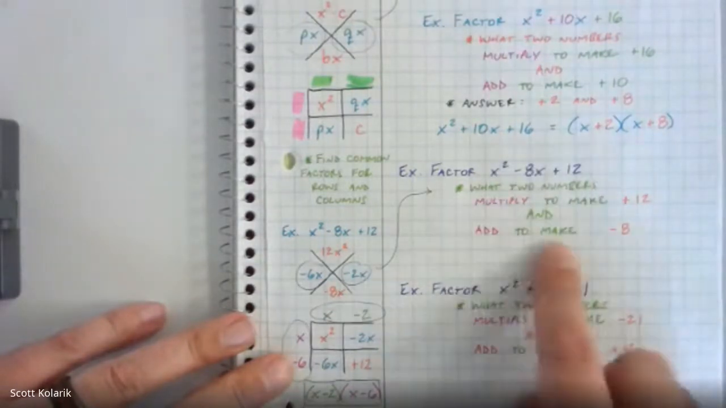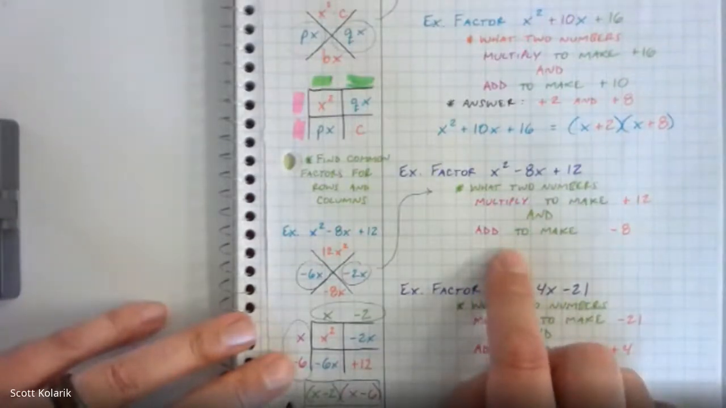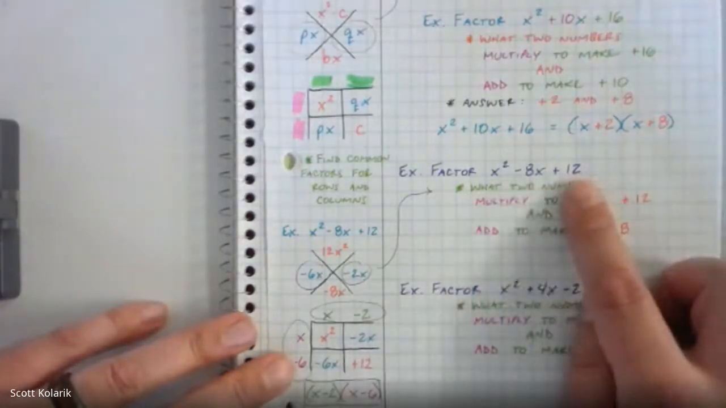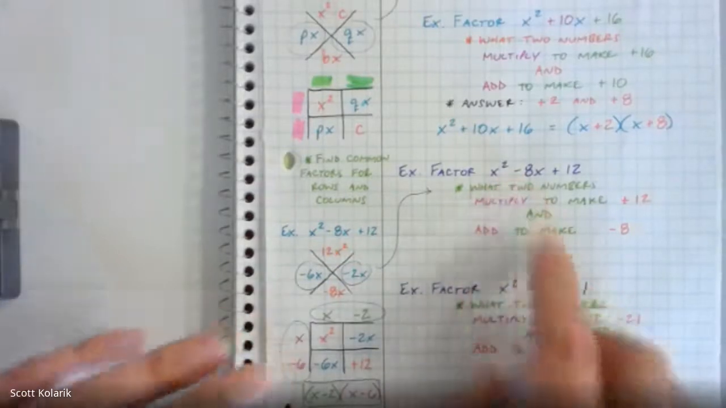And I write it out here. You don't need to write this out every time in your notes. I do it mostly to help direct your line of thought. But in this case, what two numbers multiply to give me 12 that also add to make a negative 8, that combine in some way to give me a negative 8? All right, so let me demonstrate this on the whiteboard.